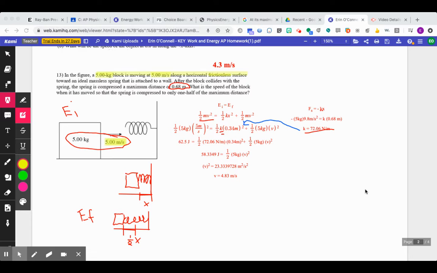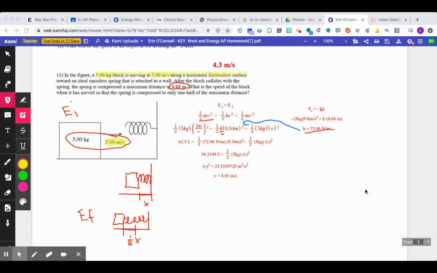After the block collides with the spring, it is compressed a maximum distance of 0.68 meters. Okay, so what that means is that when the entire momentum of the object is transferred to the spring, it will compress from its equilibrium position to the right 0.68 meters. So first, the block is sliding across the surface by itself. Then it collides with the spring, and all of its momentum is transferred to the spring, and the spring is compressed 0.68 meters. Then all of that energy that's stored in the spring due to its compression is transferred back to the block. There's no friction, so ideally, right, there's no energy loss to thermal energy.